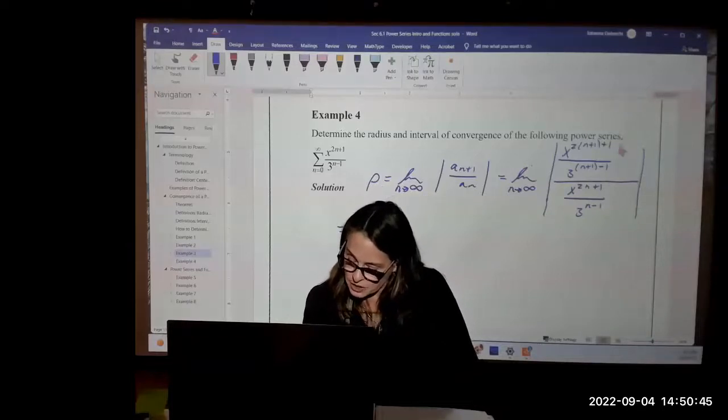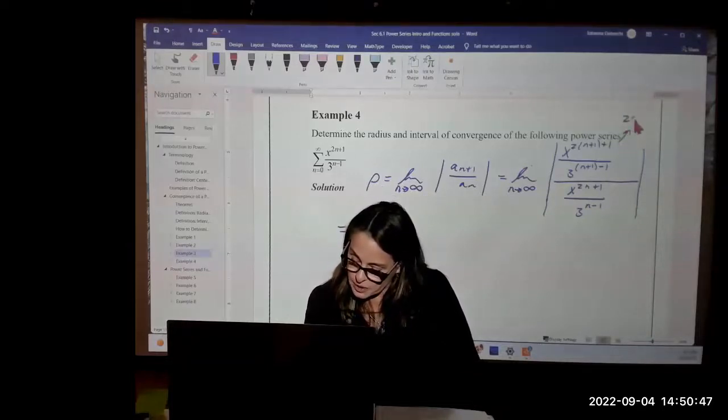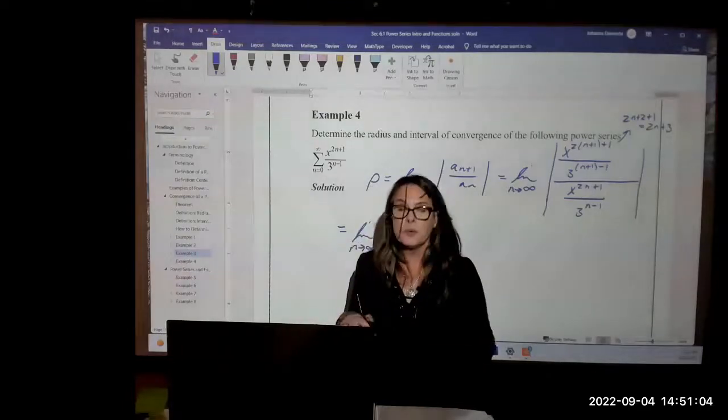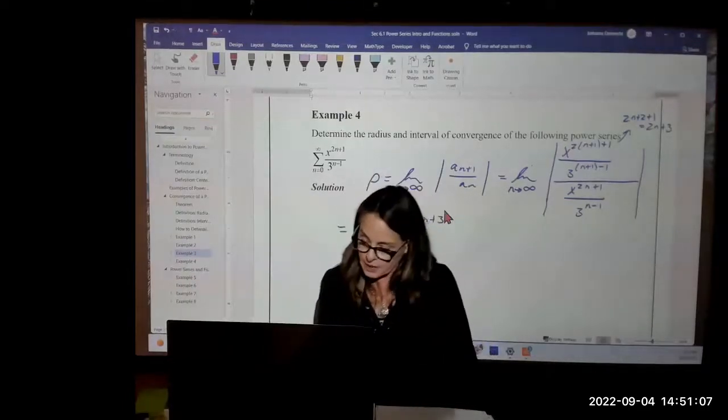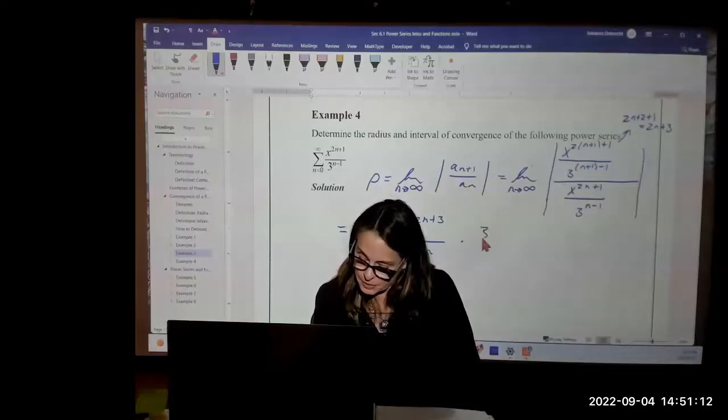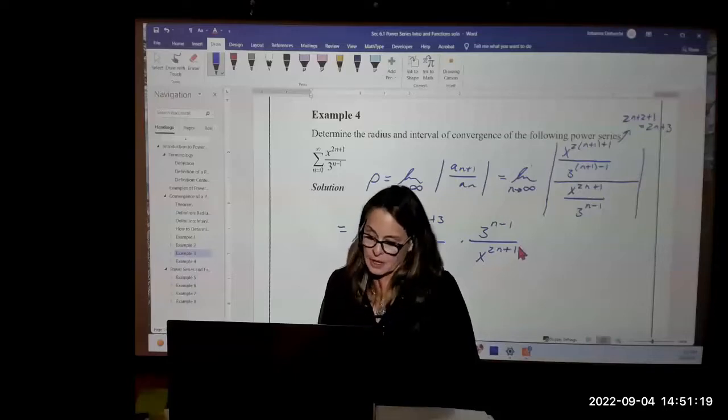So this is actually going to lead to 2n plus 2 plus 1, which is 2n plus 3. So then I have the limit as n goes to infinity of x to the 2n plus 3, and then n plus 1 minus 1 just gives me n, so divided by 3 to the n. And then I'm going to multiply by the reciprocal of the denominator, 3 to the n minus 1 over x to the 2n plus 1.